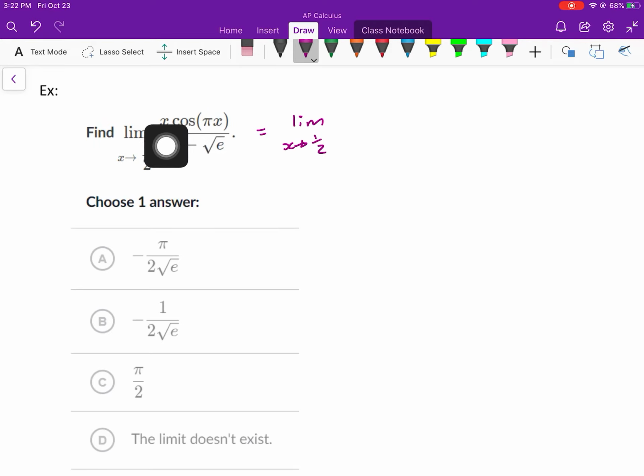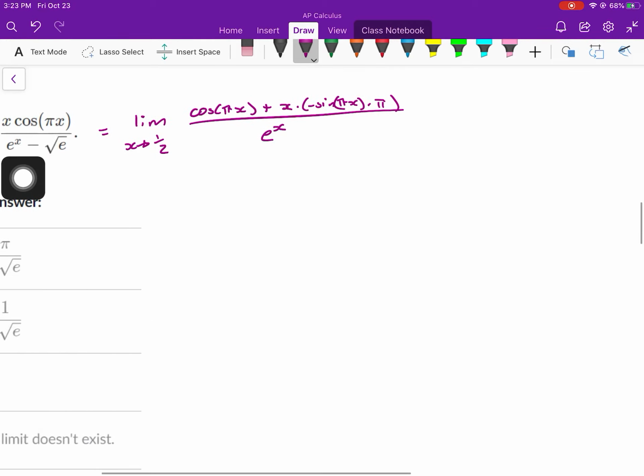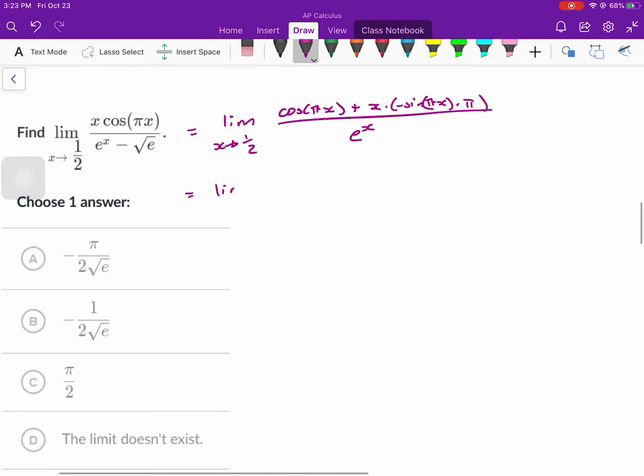So product rule on the top, because we have to take the derivative of the top, is going to be 1 times cosine of pi x plus, thought I was doing quotient rule again. Gotta be careful. I just gave you guys a speech about that. And then it's going to be f times g prime, so times negative sine of pi x times pi. Kind of a difficult derivative there. And then on the bottom, square root of e is just a constant, so the derivative of that's 0. So derivative of e to the x is just e to the x. So let's simplify this a bit before we plug in our numbers.